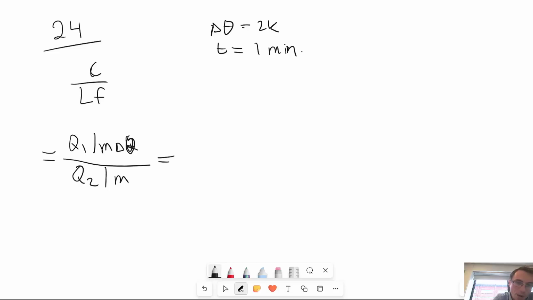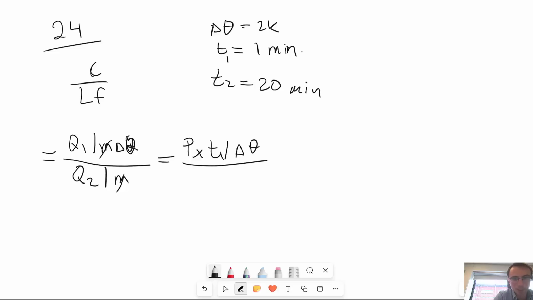Okay, so energy is power times time, and the power will be the same. So power multiplied by time divided by delta theta, the m's have cancelled out. The first time is going to be different to the second time because the first time was 1 minute. The second time in the question is 20 minutes. So right here at the bottom, we are going to get power times T2 divided by m, which is cancelled out already. So we are good to go.